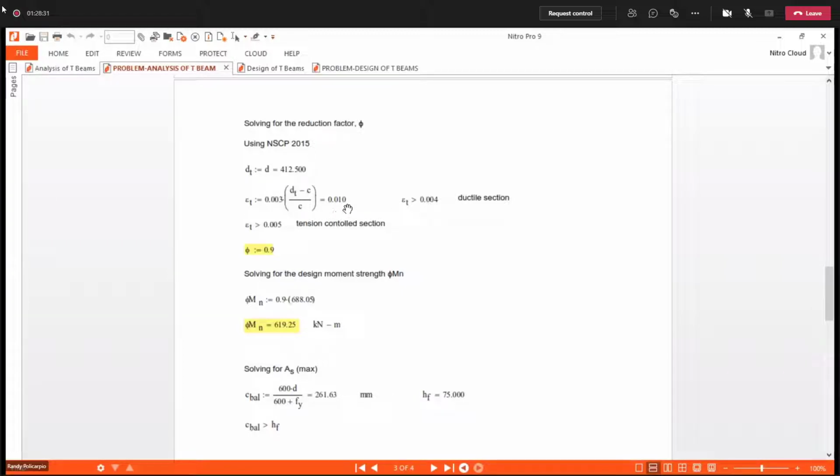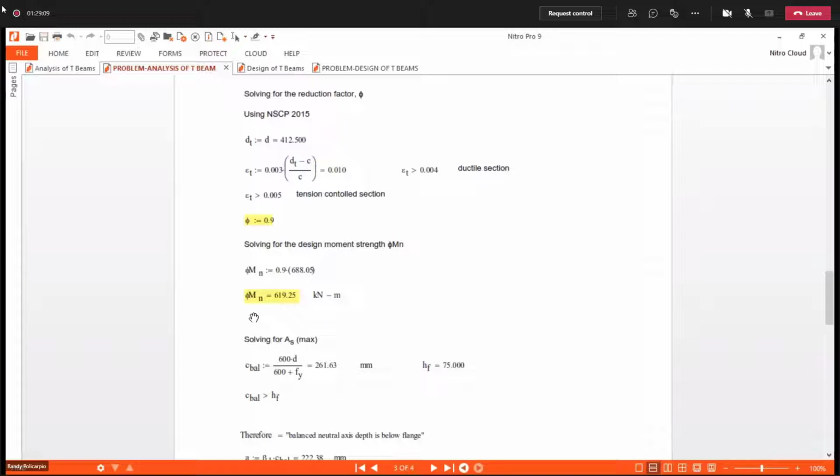is 0.010, and it is greater than 0.004. So therefore, our beam, no, is considered as a ductile section. Okay. Now, to determine the strength reduction factor, we will compare it, no, to the boundary, and it shows here that epsilon T is greater than 0.005. So therefore, we have a tension controlled section. So our phi is 0.90, and our phi MN now is 619 kilonewton meter.